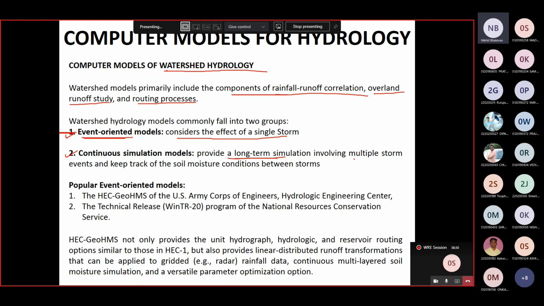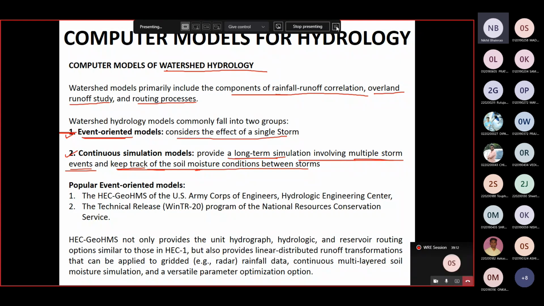So it will include multiple storm events, and it also keeps track of the soil moisture conditions between the storms. This is a very important parameter, the reason being to analyze the infiltration parameters. Soil moisture is very important, and this parameter is taken into consideration in carrying out the analysis of surface runoff. When we consider continuous rainfall events, it may happen that yesterday there was a rainfall, so today our soil must contain some amount of moisture.